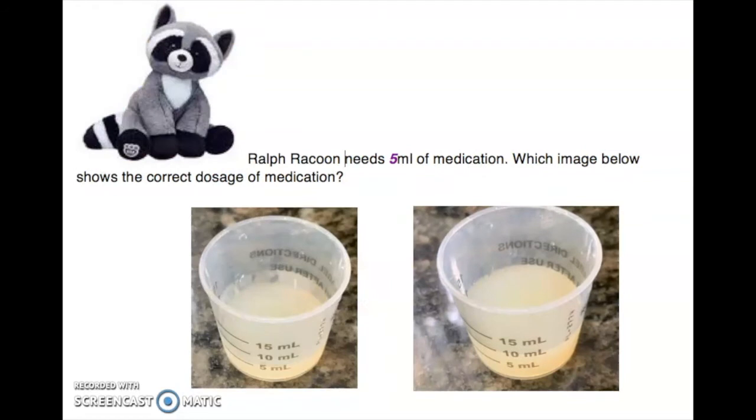Here's our next patient. Ralph Raccoon needs 5 milliliters of medication. Which image below shows the correct dosage of medication? Look closely. You can see that they're numbered 5, 10, or 15. Look at both cups. Which cup has the liquid medication filled only to the number 5? Can you point to the one?